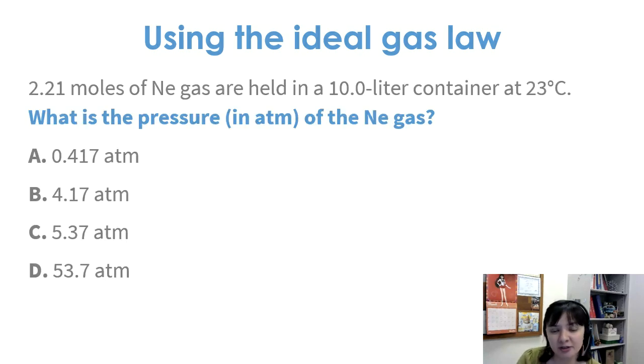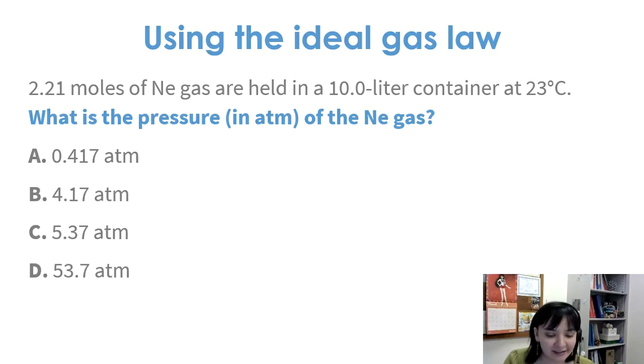Say I have 2.21 moles of neon gas held in a 10.0 liter container at 23 degrees Celsius. So from this information, I have the moles of the gas, I have the volume of the gas, and I have the temperature of the gas. The last thing that I want to find out is the pressure of the gas, and I want that pressure in atmospheres. So go ahead and take a moment to work on this, right?